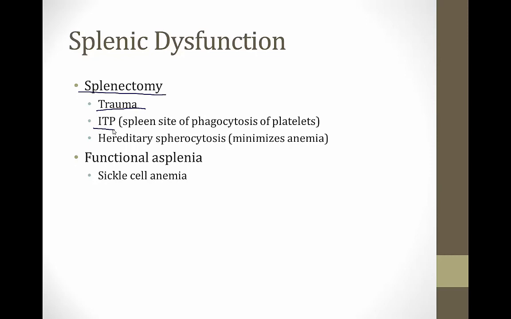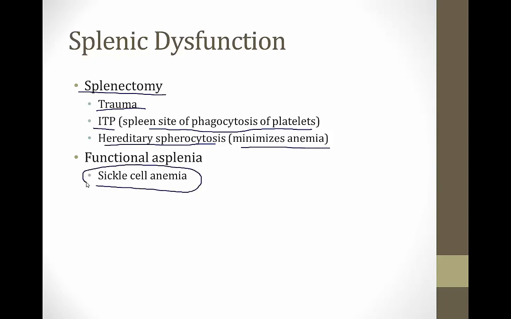This is a condition where there's increased consumption of platelets and low platelet counts, and the spleen is a major site of phagocytosis of platelets. So by removing the spleen, you can sometimes increase the platelet count for these patients. And another reason is hereditary spherocytosis. So if you take the spleen out, there is less destruction of red blood cells and you will minimize the anemia. And then it's important to know that patients who have sickle cell anemia have a functional asplenia.